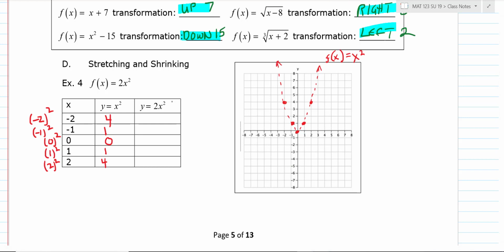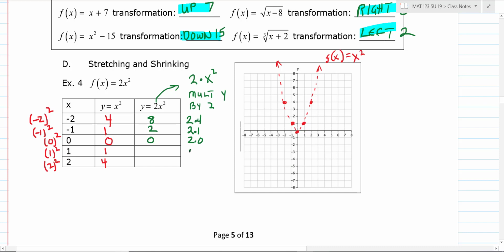Okay, now what we're going to do is this 2, what that does is that's really 2 times x squared. So what we do is we multiply the y value by 2. So you're going to take all these y values that we got and you're going to double them. So we just do 2 times 4 is 8. 2 times 1 is 2. 2 times 0 is 0. 2 times 1 is 2. And then 2 times 4 is 8. Okay, so all we're doing is just doubling those values.